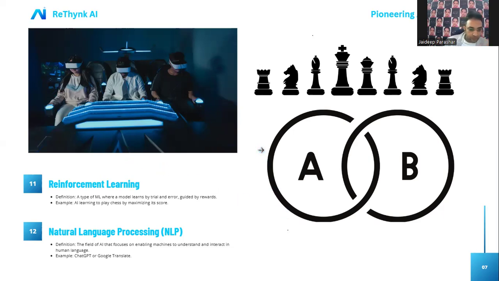ChatGPT and Google Translate are the best examples. With ChatGPT, you type something, and ChatGPT understands it with the help of natural language processing. Then ChatGPT writes something and you understand it. This is again an example of natural language processing.